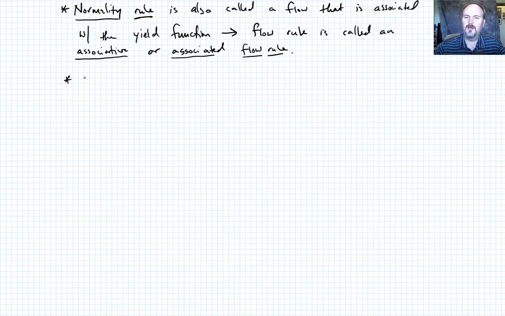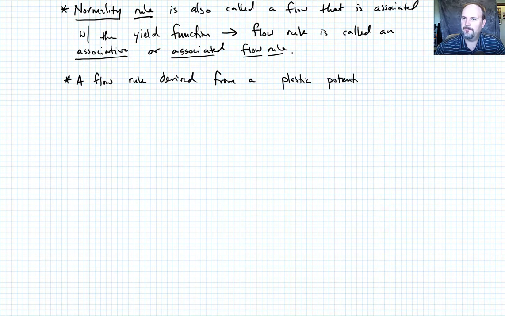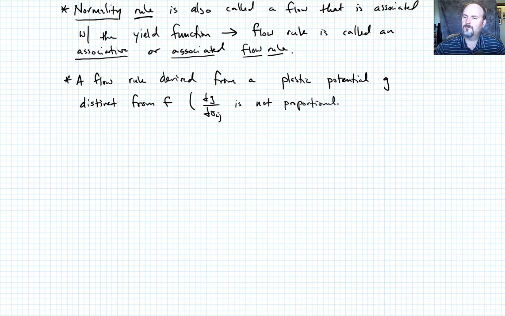Now we can also have a flow rule that's derivable from a plastic potential that's distinct from F. So a flow rule derived from a plastic potential, and I'm going to call that potential G, distinct from F. What I really mean by that is that partial G with respect to sigma ij is not proportional to partial F with respect to sigma ij. So that's what I mean when I say distinct.